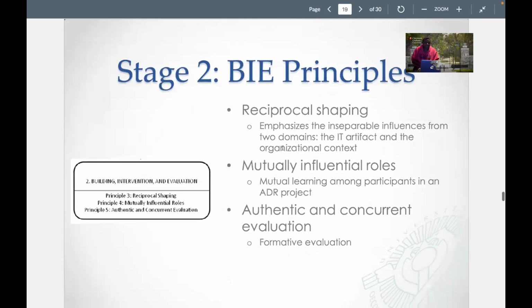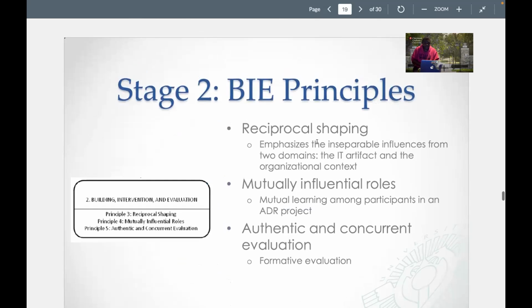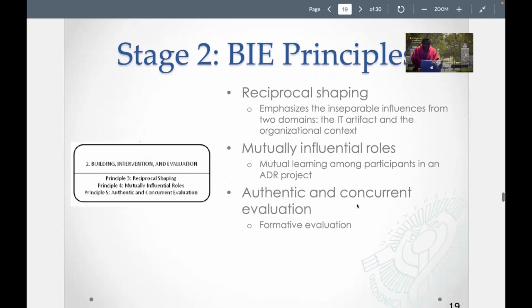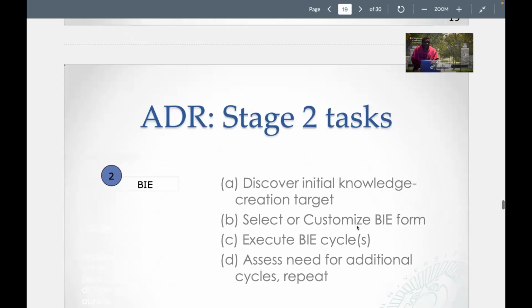And then the third stage is the BI principles. Reciprocal shaping emphasizes the inseparable influences from the two domains, the IT artifacts and the organizational context. Inseparable, mutual influencing. Mutual learning among participants in an ADR project, and then authentic and concurrent evaluation, formative evaluation. Formative evaluation, because it's evaluation for feedback. Formative evaluation is a kind of evaluation where you get feedback to develop and refine the artifacts. So this is the BI principle.